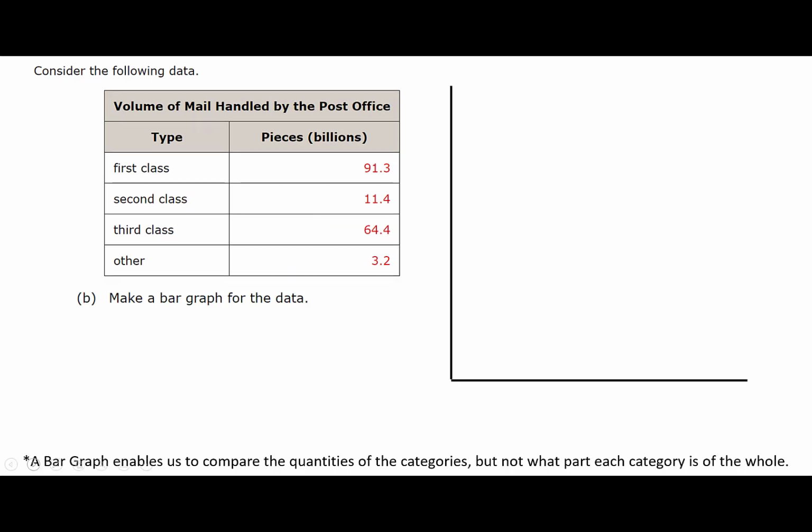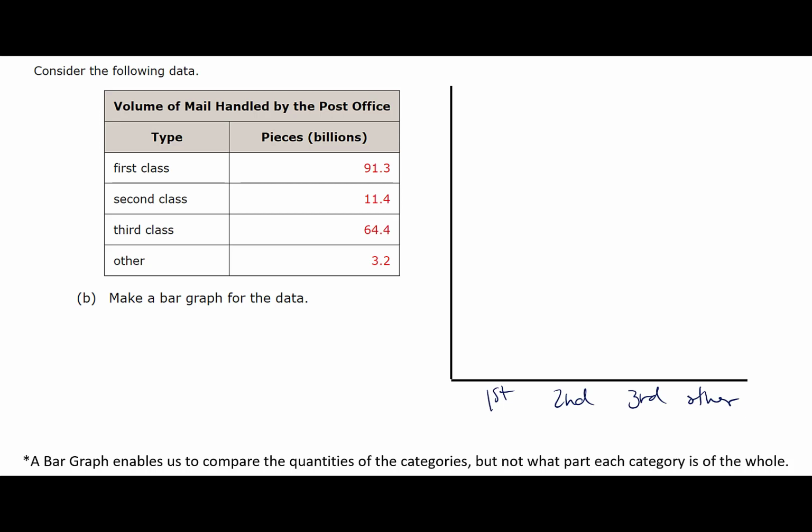Okay, we're going to take that same data and just quickly sketch out a bar graph. So this time we're not going to use percentages. We're going to just use the raw data given to us. But for a bar graph, we need to label the axis. The x-axis is going to be our types of mail. So I'm going to say we have first, second, third, and other. The y-axis, which is our vertical, is going to be the quantity of mail or the frequency.